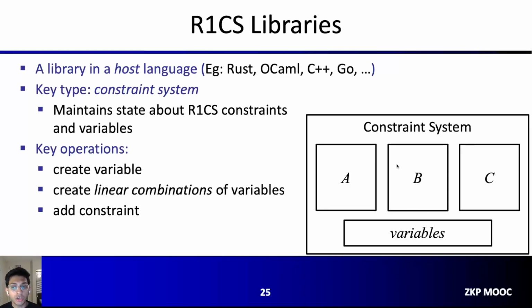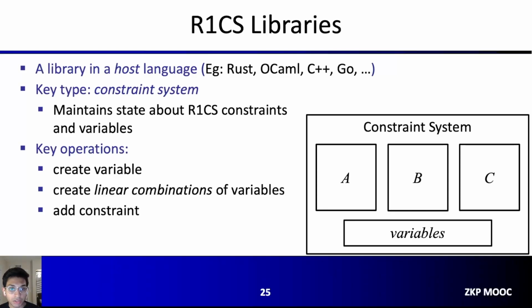The key operations that you can perform on this constraint system object are creating a new variable, which basically involves appending a new entry into this list of variables, and creating a linear combination of variables, which corresponds to, for example, 5 times variable 1 plus 2 times variable 3 plus 3 times variable 4, and so on. So basically any arbitrary linear combination of the variables in this list. Finally, you can add a constraint which adds a new entry into each of these 3 matrices.